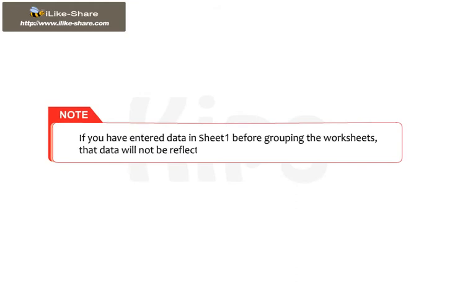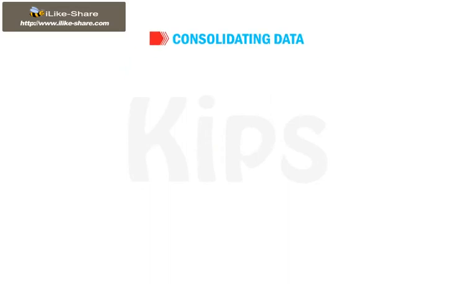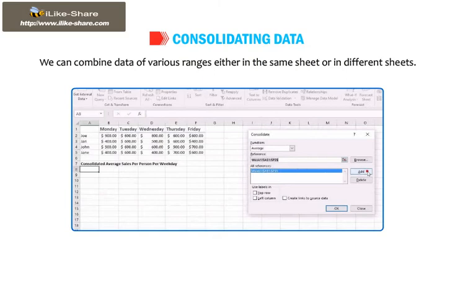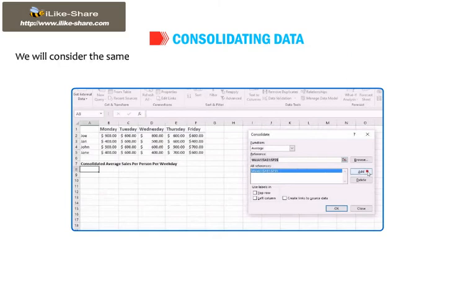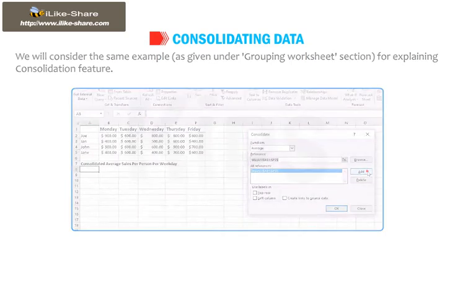Also note that if you have entered data in Sheet 1 before grouping the worksheets, that data will not be reflected in other sheets. Alright students, I will now explain how to consolidate data. Consolidation helps in combining the data of multiple worksheets. We can combine data of various ranges either in the same sheet or in different sheets. We will consider the same example as given under Grouping Worksheet section for explaining consolidation feature.